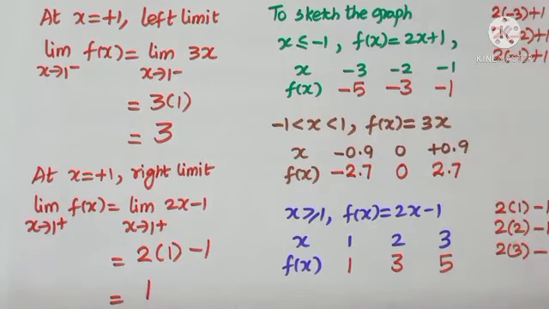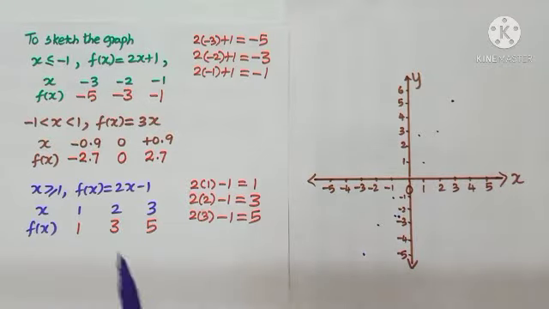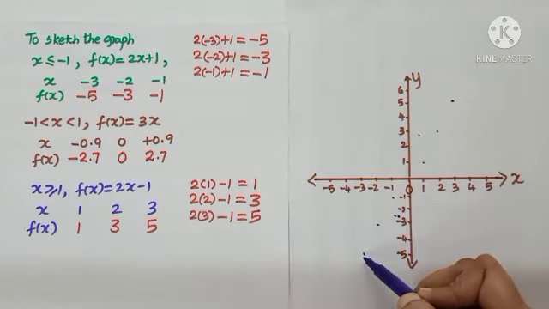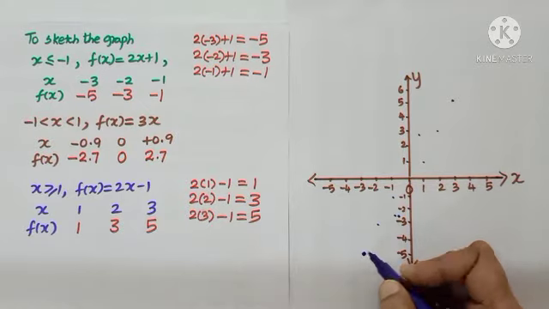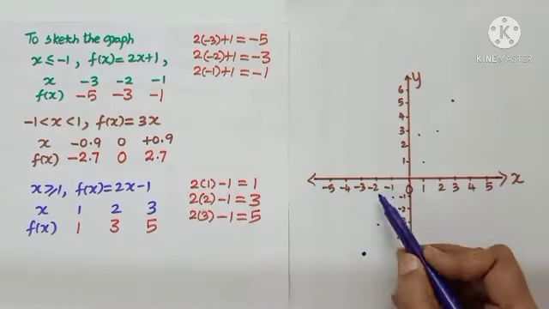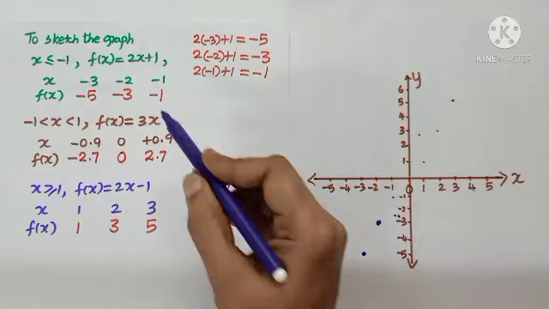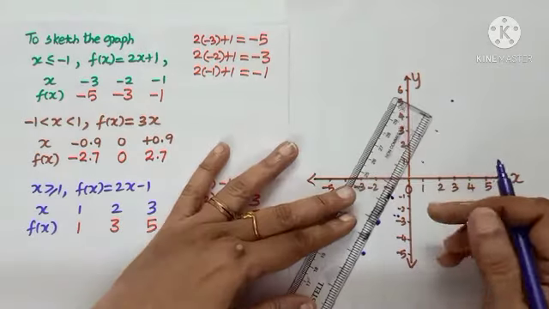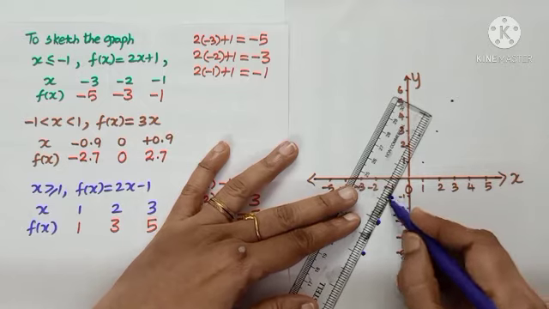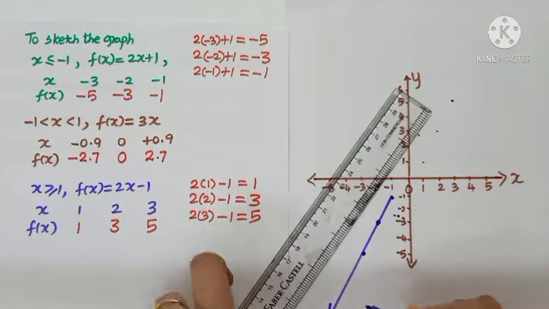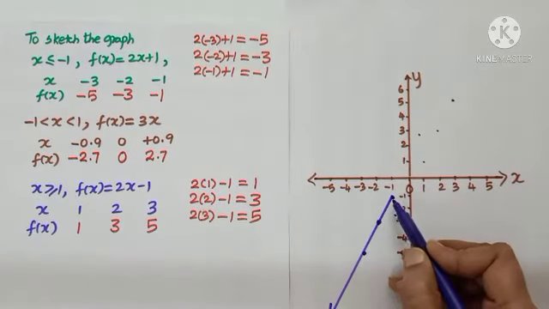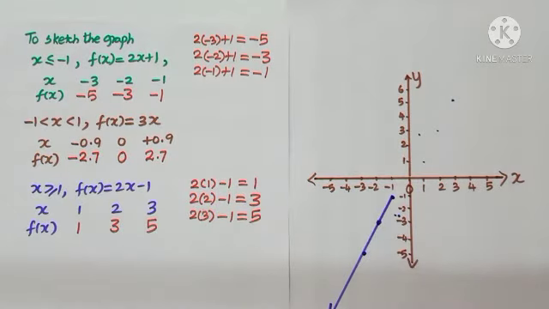As we try to plot this in the graph: minus 3, minus 5; minus 2, minus 3; minus 1, minus 1. So we can join it using the scale and it goes on and on. Up to minus 1 I can draw, so it will go down and down.